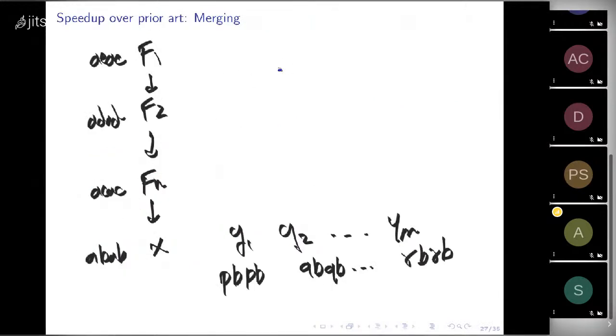Right, so the next thing that we'll go into is one type of speed up that they managed to show how to achieve. Earlier, whenever people implemented equality saturation, they implemented it something like this.